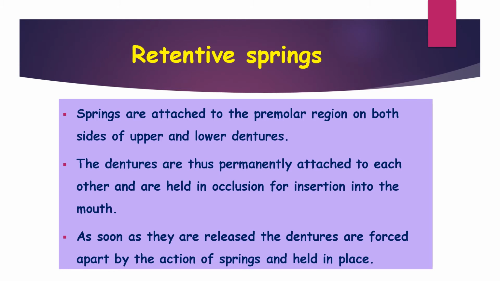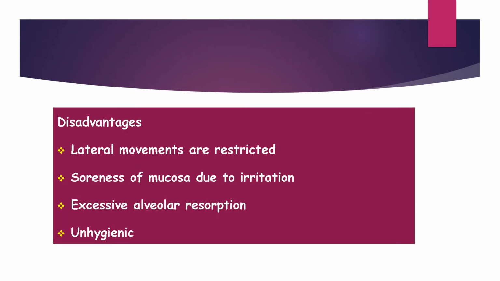So coming to the retentive springs. Springs are attached to the premolar region on both sides of upper and lower dentures. The dentures are thus permanently attached to each other and are held in occlusion for insertion into the mouth. As soon as they are released, the dentures are forced apart by the action of springs and held in place. What are the disadvantages of such springs? Lateral movements are restricted, soreness of mucosa due to irritation, excessive alveolar resorption, and very unhygienic.